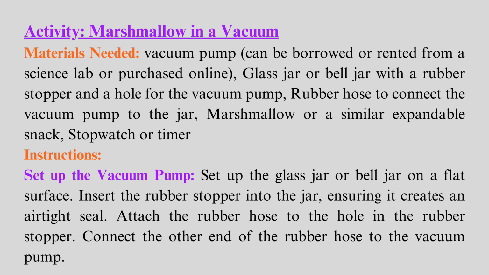Marshmallow or a similar expandable snack. Stopwatch or timer. Instructions. 1. Set up the vacuum pump. Set up the glass jar or bell jar on a flat surface. Insert the rubber stopper into the jar, ensuring it creates an airtight seal. Attach the rubber hose to the hole in the rubber stopper. Connect the other end of the rubber hose to the vacuum pump.